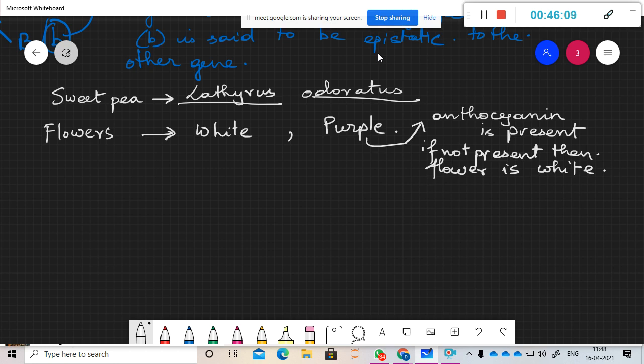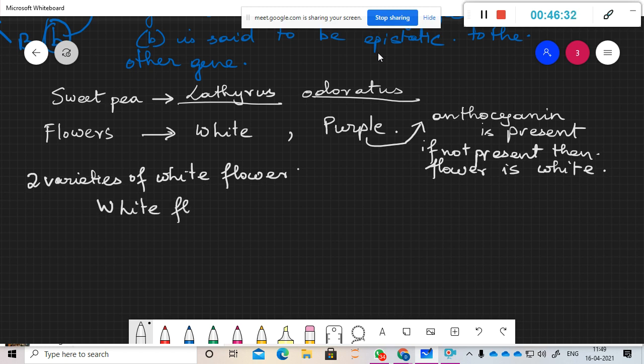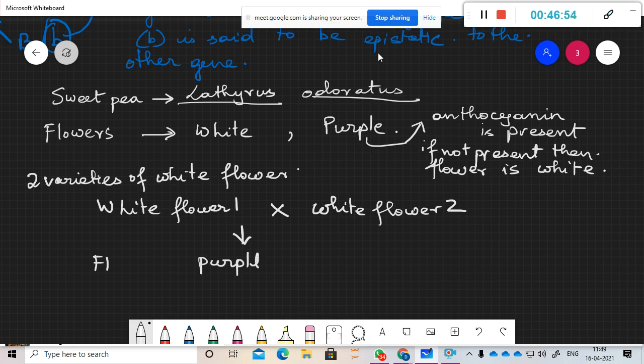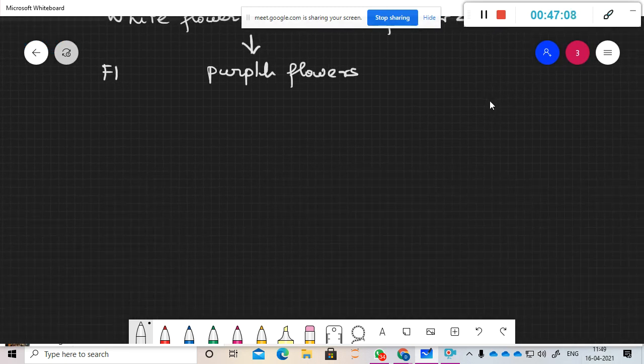So Bateson and Punnett crossed two different varieties of white flowers. One white flower was crossed with white flower 2. Surprisingly, what came was the F1 hybrid, they had all purple flowers. Shadaye shadaye lal holo. So this is very strange. It's not supposed to happen like this. White should give rise to white only. How is it possible?